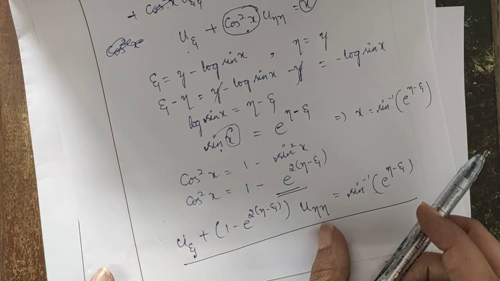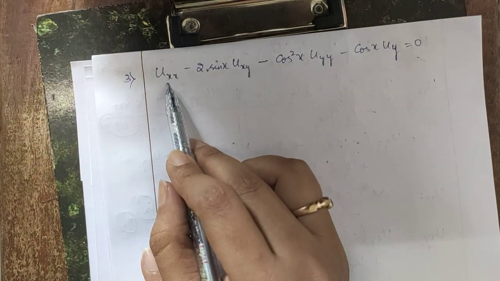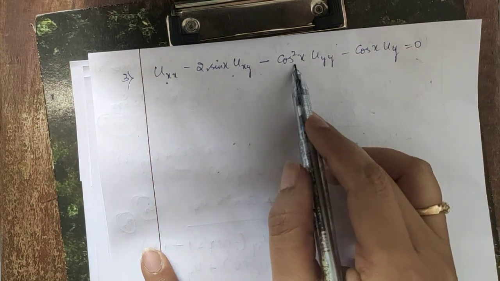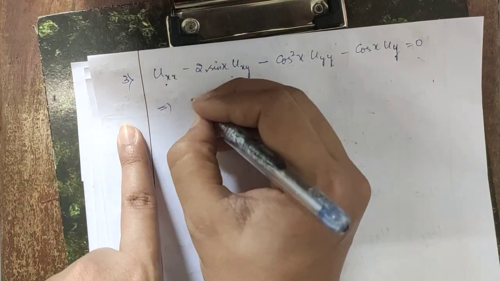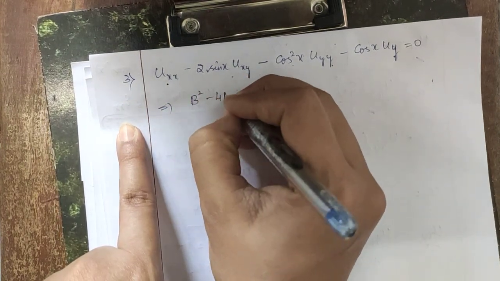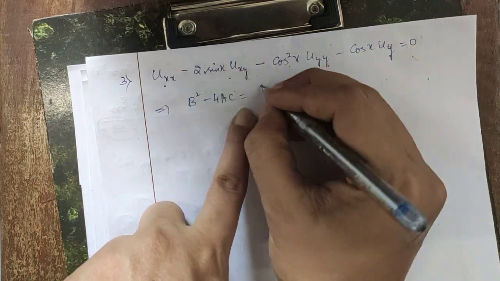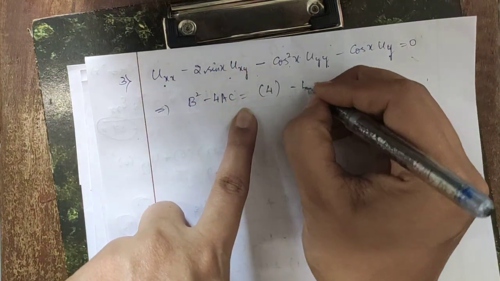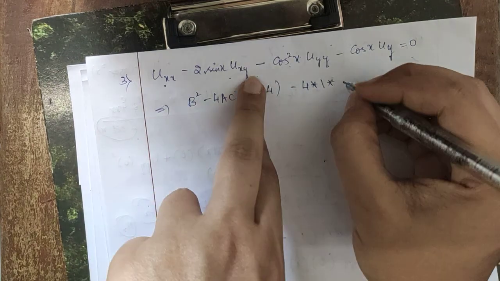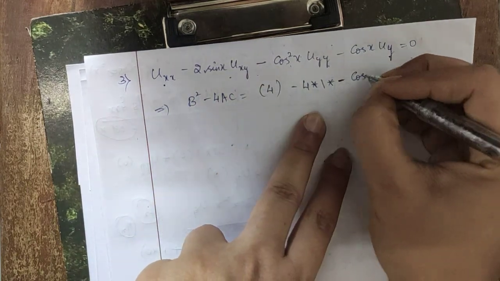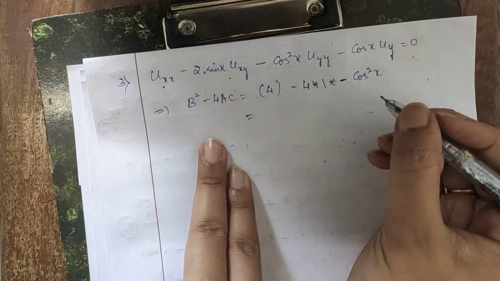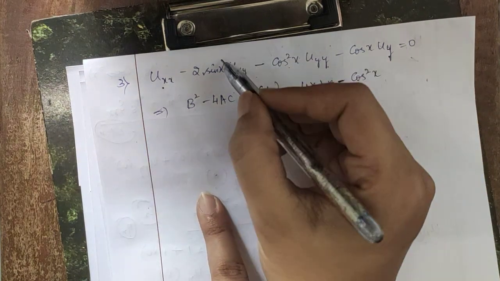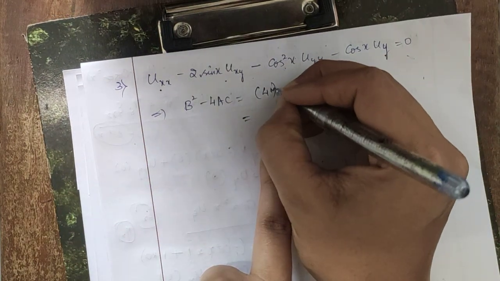Now let's move to one more problem. So this is our next problem, u xx minus 2 sin x u xy minus cos square x u yy minus cos x u y is equal to 0. So here you will get b square minus 4ac as b square will be 4 minus 4 into 1 into minus cos square x. So this is nothing but, sorry, you have sin x also, right? This is 4 sin square x.